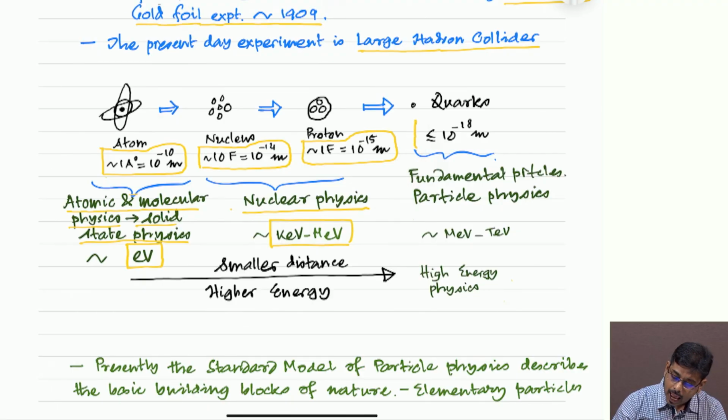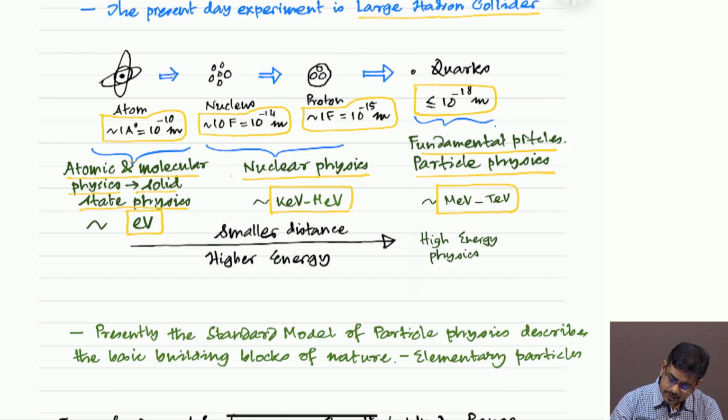Okay? And then finally, we also know that these protons are not fundamental particles, rather they are constituted of quarks, and in order to probe the quarks, we need to probe a distance scale as small as 10 to the power minus 18 meter. This constitutes the realm of fundamental particle physics, and the energy required is of the order of MeV, GeV to TeV energy scale. As we can clearly see, the smaller the distance that we want to probe, the higher the energy we need, and that is precisely why this realm of physics is called high energy physics. Okay?